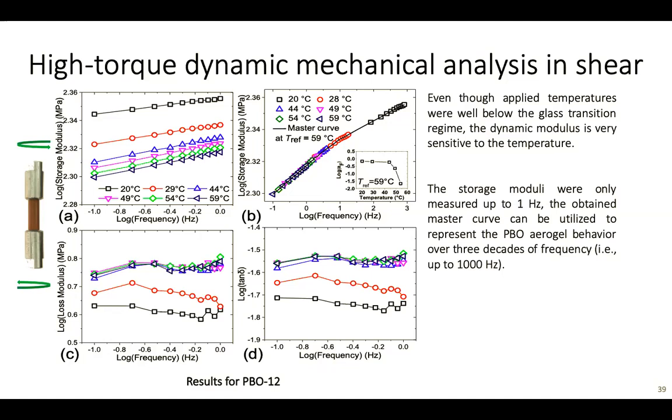Previous to testing the sample, we tested only the glue to make sure that the glue is way more rigid than the sample. So the compliance of the glue was considered. The frequency range of interest in the experiment was from 0.1 hertz all the way to 1 hertz. Then we calculated the storage modulus, loss modulus, and tan delta, which is the ratio of these two.